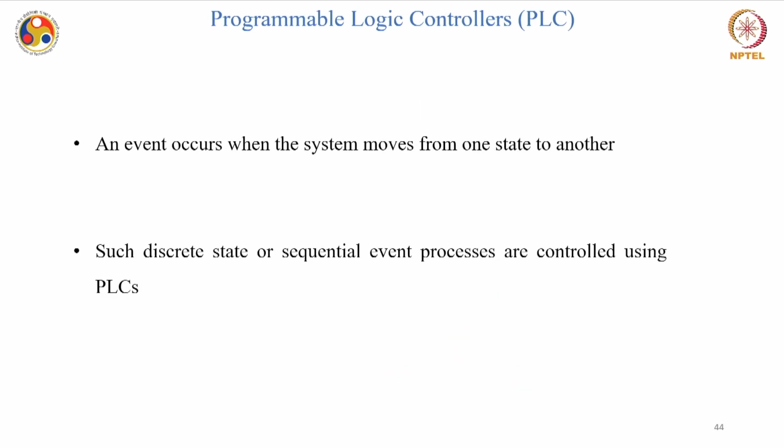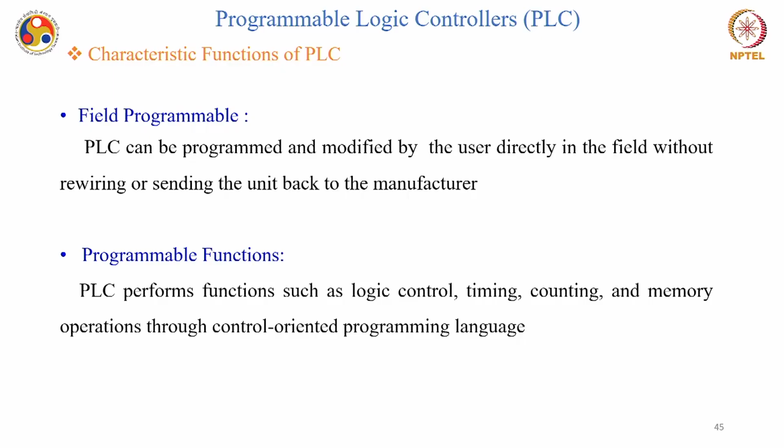Okay. An event occurs when the system moves from one state to another, and such discrete state or sequential event processes are controlled using a PLC. Okay. So there are different characteristic functions of a PLC. Let's see some of them.